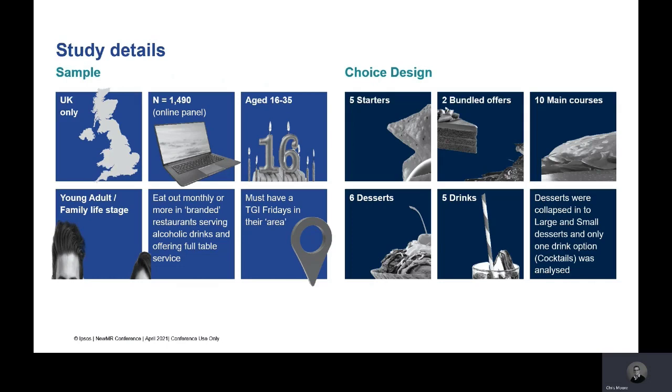In terms of the design, we agreed on a subset of the full menu. So we had 5 starters, the 2 bundled offers, 10 main courses, 6 desserts, and 5 drinks. So while this menu is much smaller than the actual TGI Fridays menu, it actually accounted for around 70% of all the items purchased in a standard TGI Fridays restaurant.